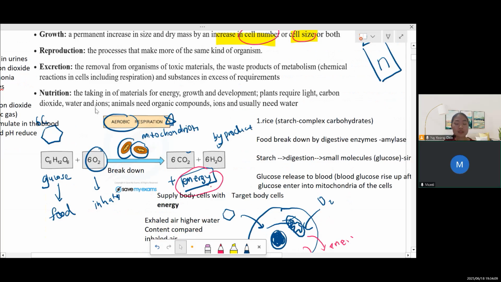Monty, I asked you to remember the chemical equation for aerobic respiration because in the IGCSE exam, they ask you to state the balanced equation for aerobic respiration. It is this one, aerobic respiration.